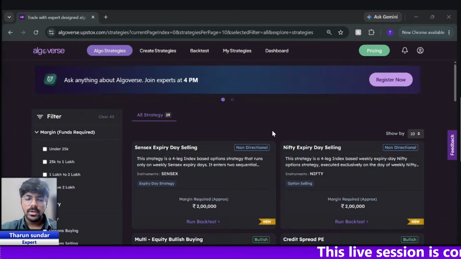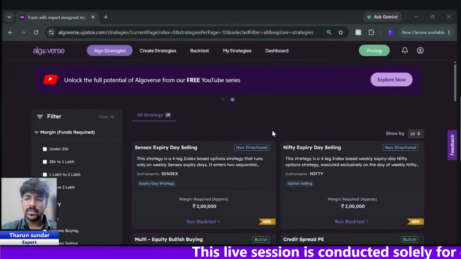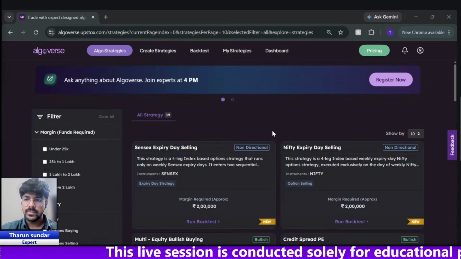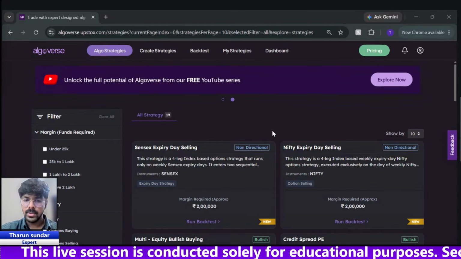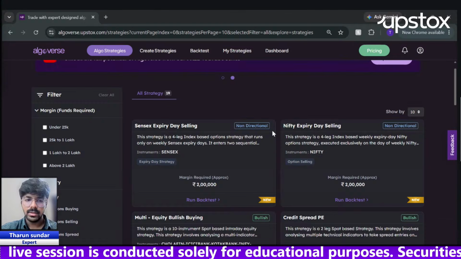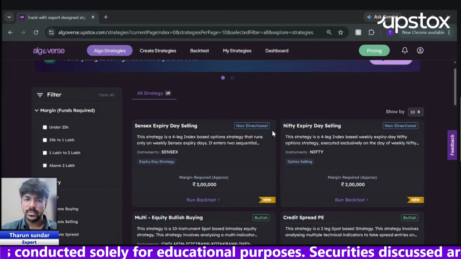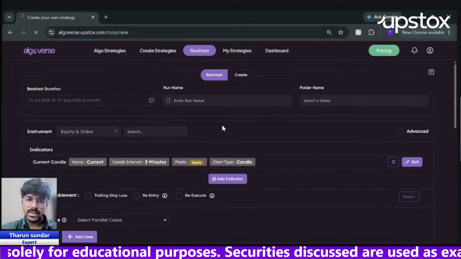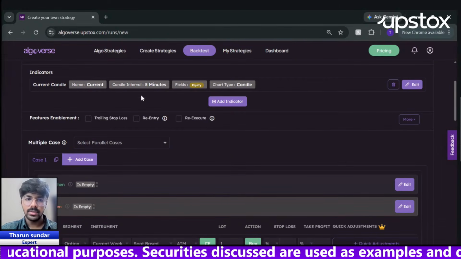For people who are using Algoverse for the first time, Algoverse is Upstox native algo trading platform where we can build any kind of algos without writing a single line of code. And we have access to both ready-made algos. That is, we have close to 19 ready-made algos that are curated by our experts and which are also exchange approved. On top of it, we can backtest any strategy with close to 10 years of historical market data and automate them all in one platform.